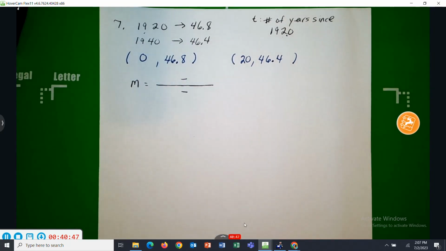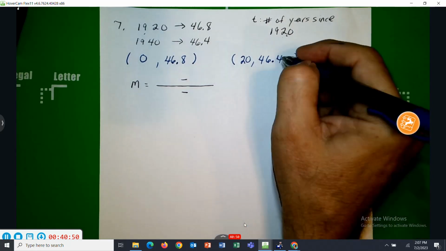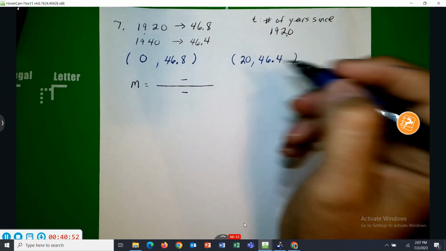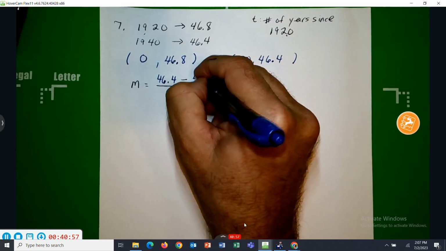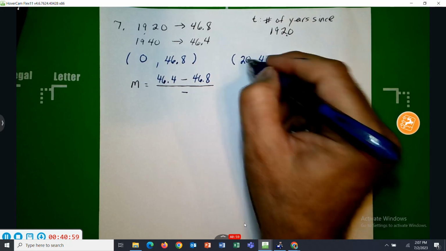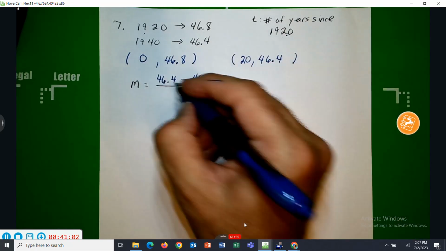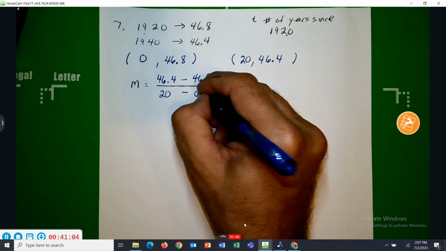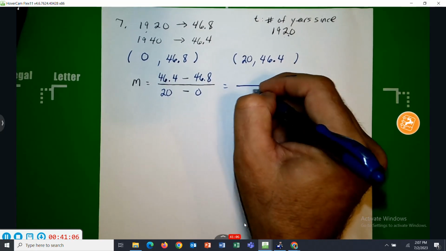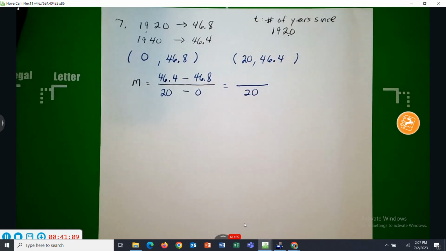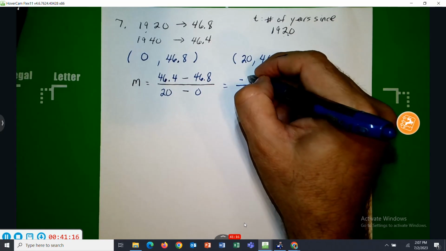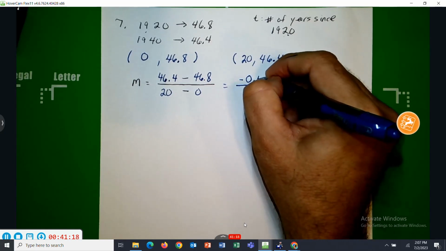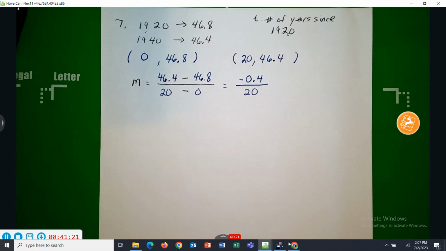y2 minus y1, y2 minus y1. 46.4 minus 46.8, divided by 20 minus 0. 20 minus 0 is just 20. 46.4 minus 46.8, that's going to be a negative number, isn't it? A negative what? 0.4?